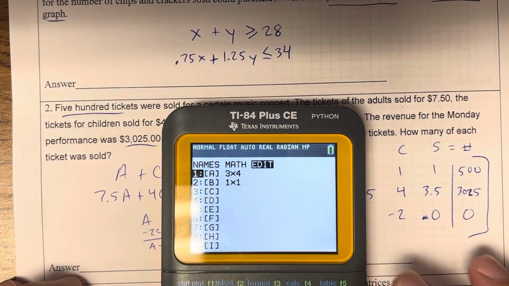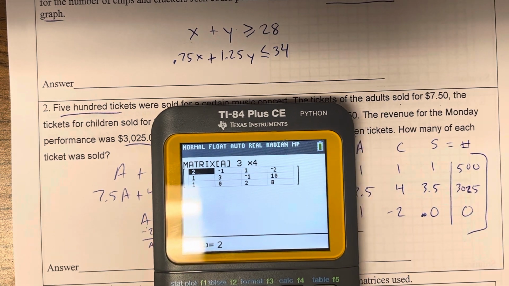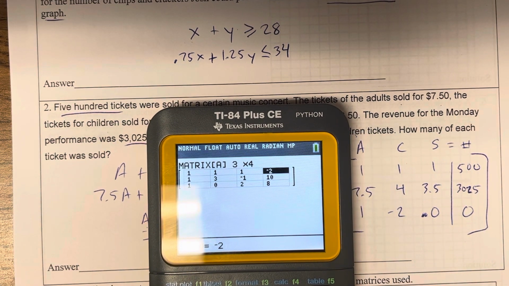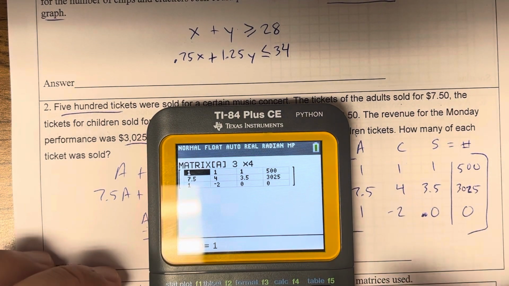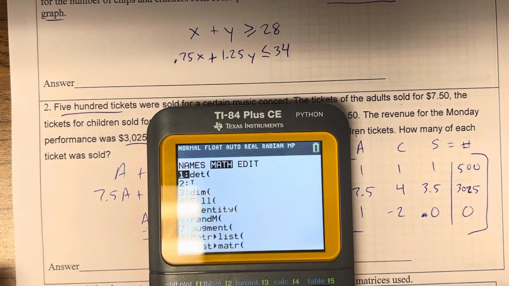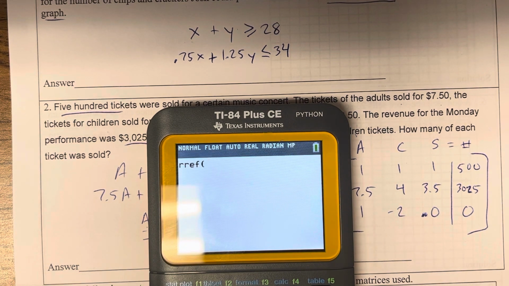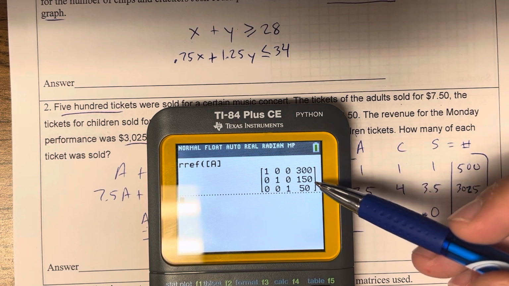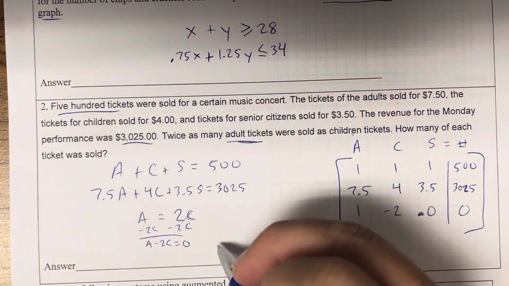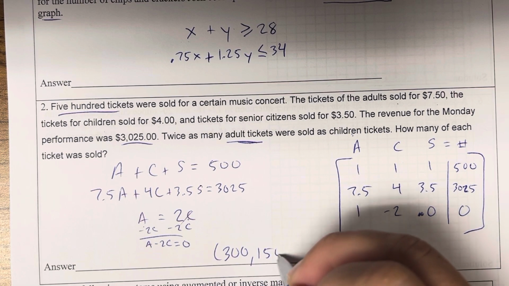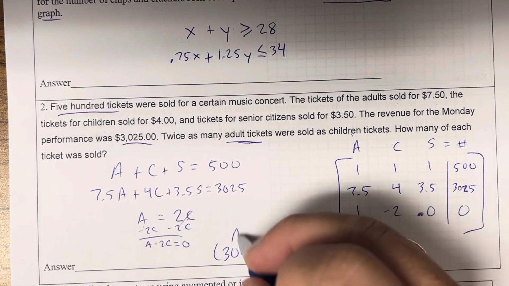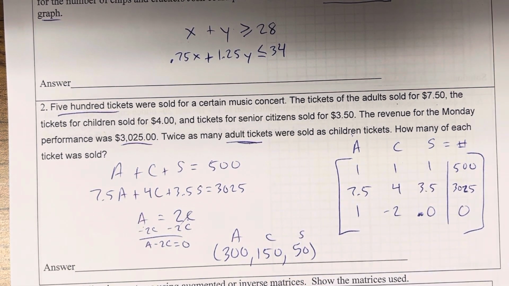I'm going to go into my matrix and edit it, and we'll put in all these numbers. We've got 1, 1, 1, 500, 7.5, 4, 3.5, 3,025, 1, -2, 0, 0. Double check real quick. Then we'll do the RREF of matrix A to get my answer. So that's my number of adults, children, and senior citizens: 300, 150, and 50.